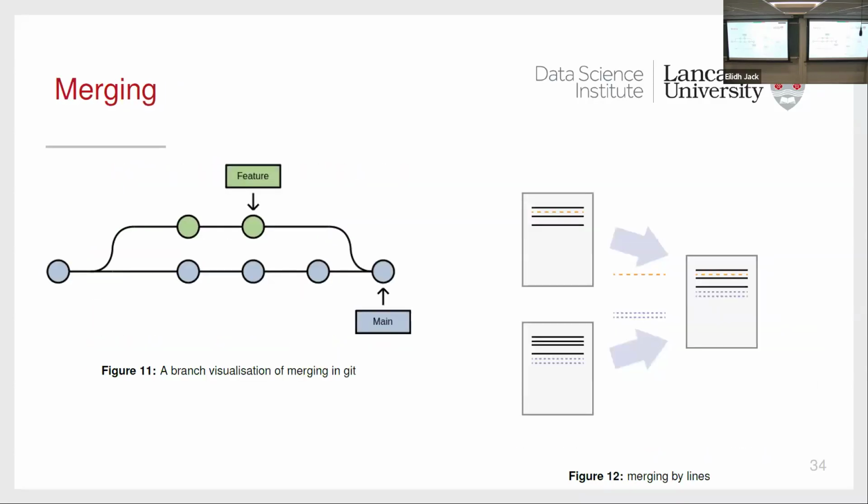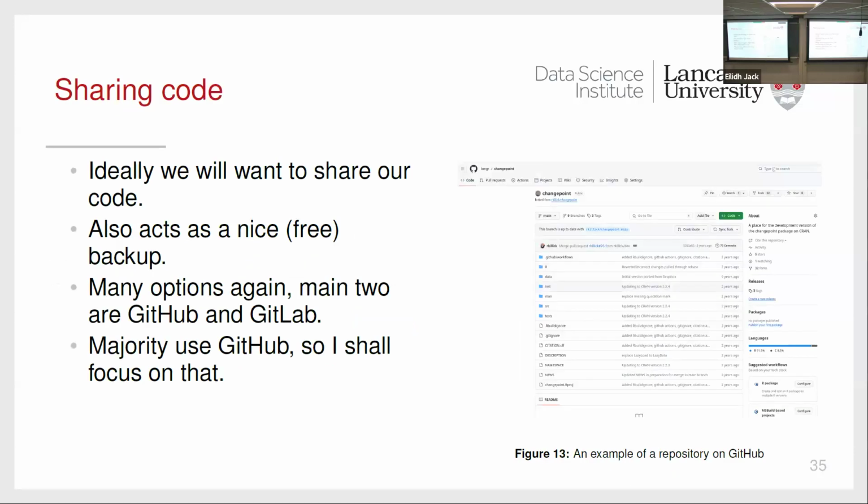So that's kind of a whistle-stop tour of what Git can do. And then we get into the sharing stage. So this is when GitHub comes into play. Ideally, you'll want to be sharing your code at some point, either privately with colleagues or publicly with the world, especially if it's related to a paper.